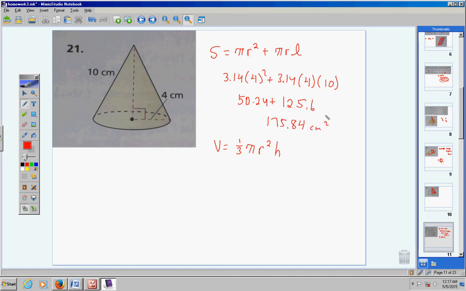Okay, let me check that answer real quick in the back of the book here, and we will continue on. Next, we're going to find the volume, and yes, that answer is correct. Now, moving on to the volume of this cone. The volume, well, we have the formula in front of us, so it really shouldn't be too difficult.